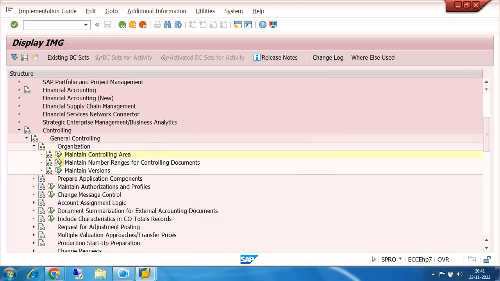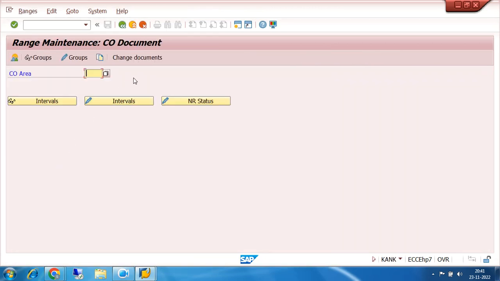Then I go to the number ranges, right? See, whenever any entry is passed in costing or controlling, like financial accounting, a controlling document is generated.